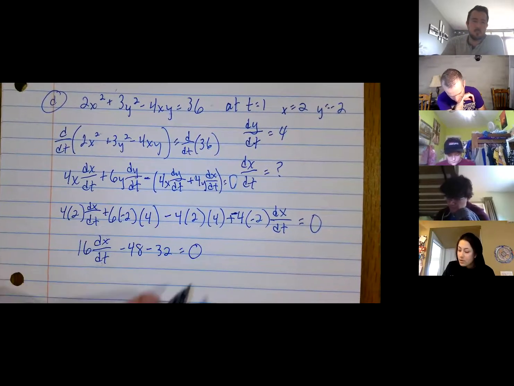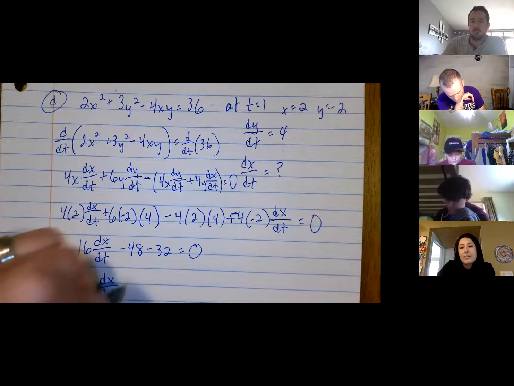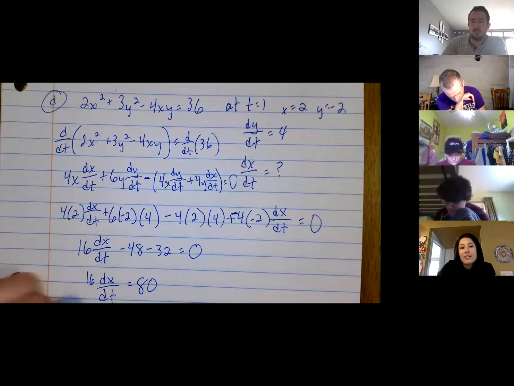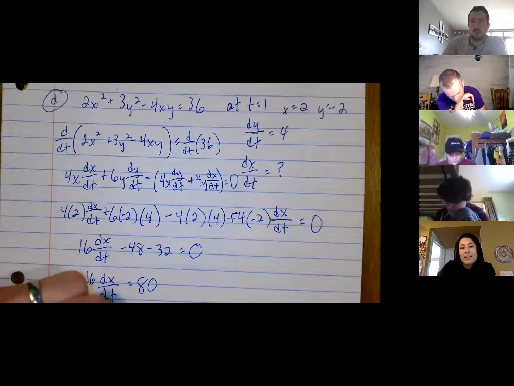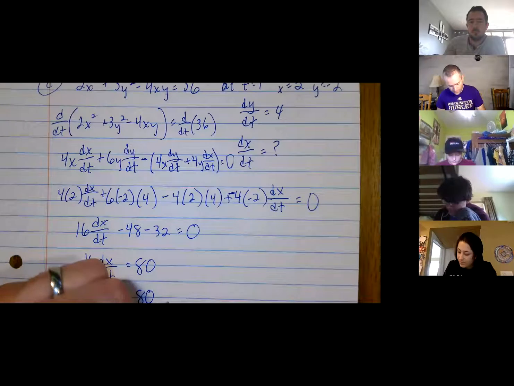And so I'm going to add these over together. This makes 80. So I have 16 dx dt equals 80. So dx dt equals 80 over 16, or 5.